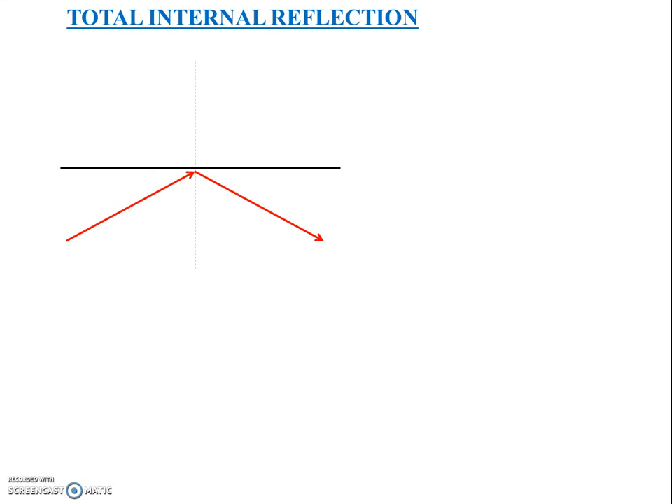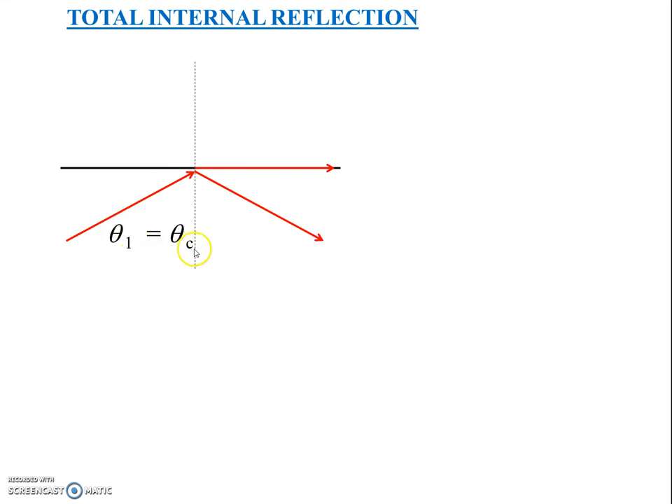And we can make theta 1 anything we want, right? We can direct the light ray at any angle we want whatsoever. We're going to do it so that it bends so much away from the normal, it goes actually along the surface. So when this happens, theta 1 is a special angle called theta sub c for critical angle.